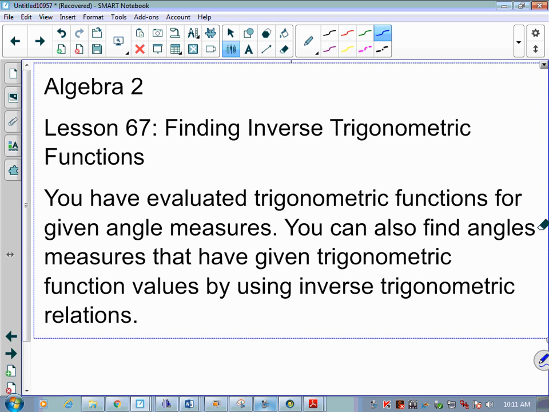All right, we're here in Algebra 2, lesson 67. This lesson is called Finding Inverse Trigonometric Functions. We've talked about trigonometric functions up to this point. The trigonometric functions that you are more familiar with are sine, cosine, and tangent.